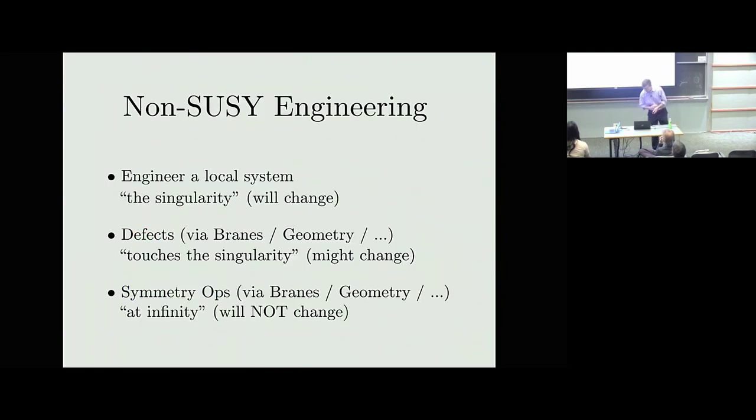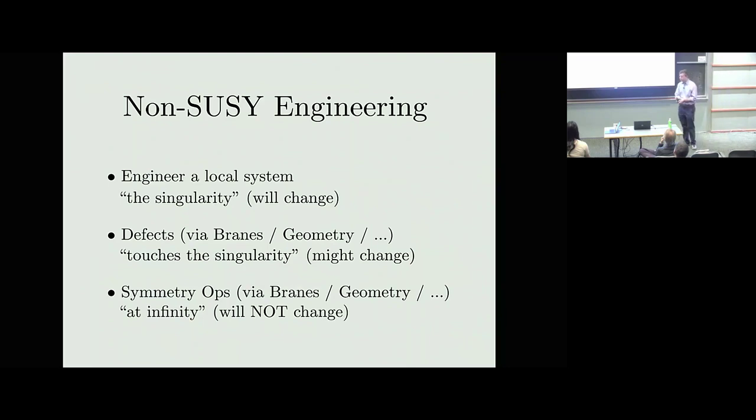Okay, so I've already said this, but I'll say it again. We're going to engineer a so-called local system, the singularity. Definitely that's going to change. The defects will probably change just because they know about the singularity. But the symmetry operators, which are very far away, will not change.